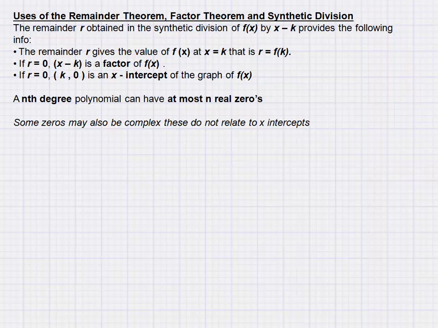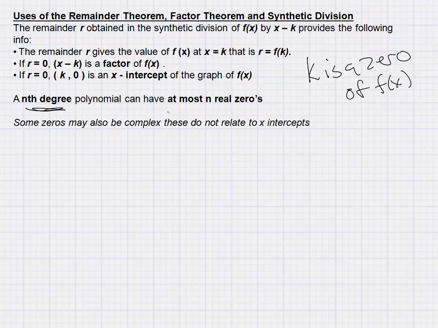So just to review, we want to use the factor theorem and the remainder theorem with synthetic division to help us factor. So 1, the remainder obtained in synthetic division by dividing f of x by x minus k gets you the following info. The remainder will be essentially f of k. That's what the remainder theorem tells you. And if the remainder equals 0, then x minus k is a factor of f of x. And also, if the remainder is 0, then k comma 0 is the x-intercept for f of x. And also, k is considered to be a 0 of f of x.